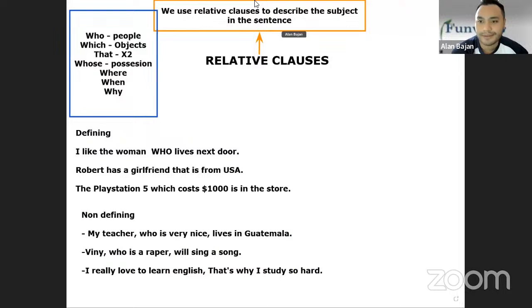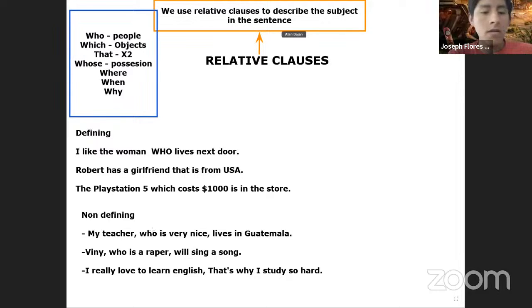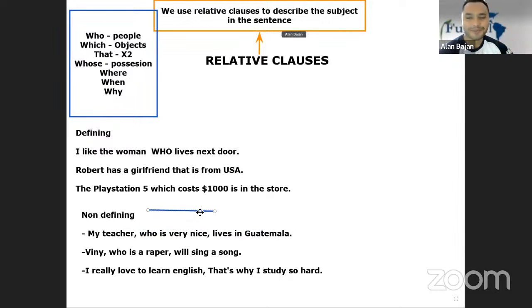In the first sentence, Joseph, where is the part I can delete? In the first sentence, my teacher, who is very nice, lives in Guatemala. ¿Qué puedo borrar de esta frase? Who is very nice. I can say my teacher lives in Guatemala. But I know that you would like to add this phrase, my teacher, who is very nice, lives in Guatemala, right?